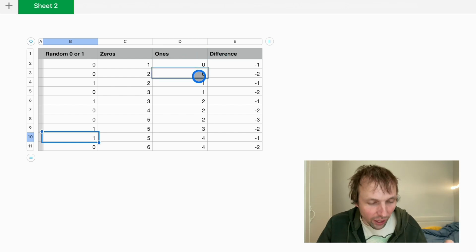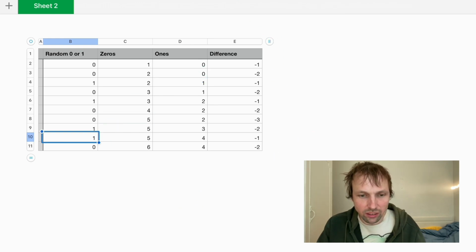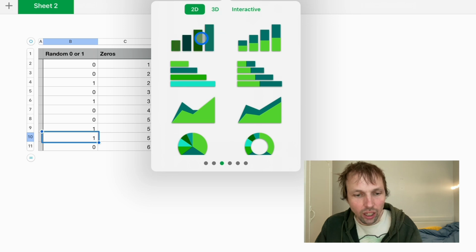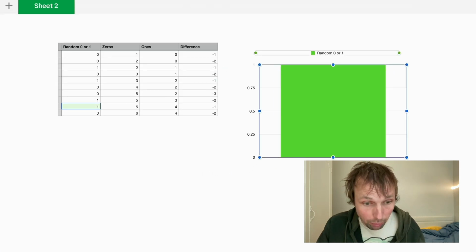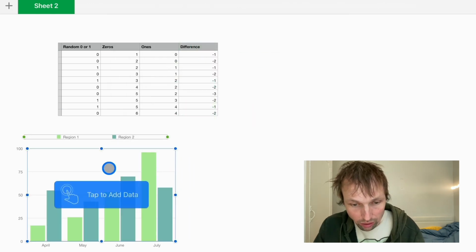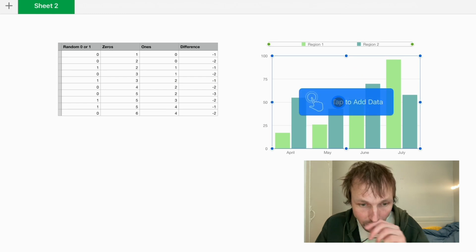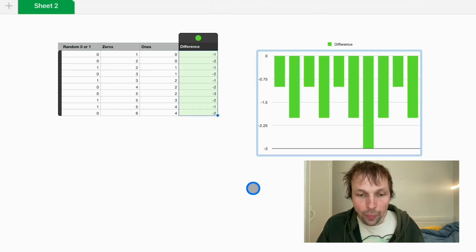It feels so good. Anyway, I'm also going to add a little graph, a little chart, so we have a better visual of the information. I'm going to choose this one, okay, and put it here. Add data. So I'm going to add all this.